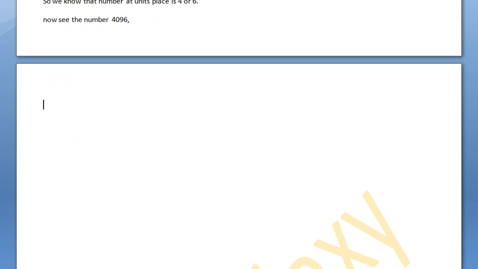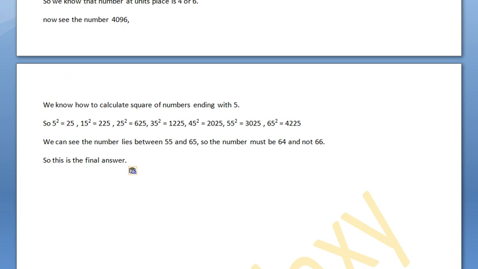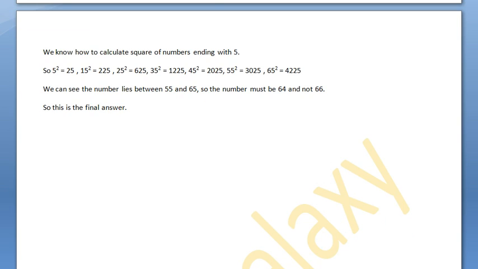Now see the number 4096. We know how to calculate the square of numbers ending with 5. So again 5 square is 25, 15 square is 225, 25 square is 625, 35 square is 1225, and so on. After calculating this, we can see that our number lies between 55 and 65. So our answer must be 64 and not 66. So this is the final answer.